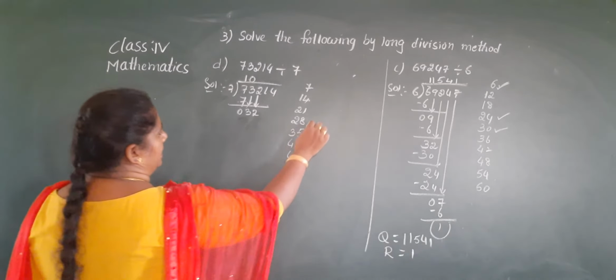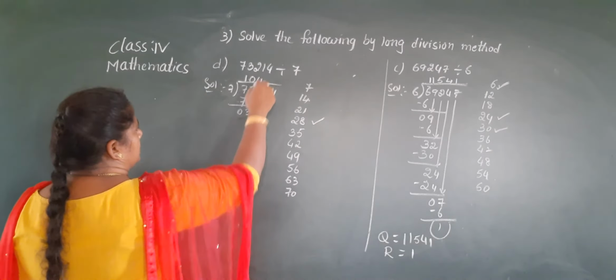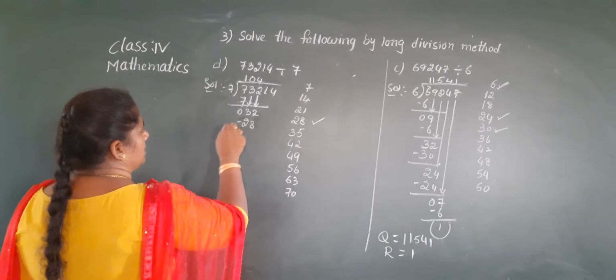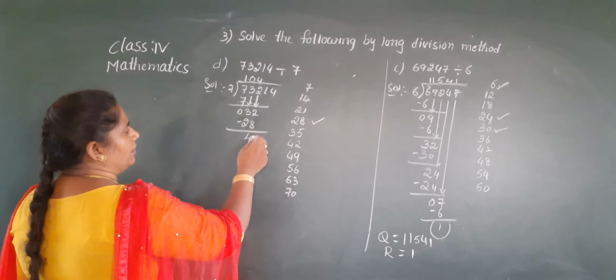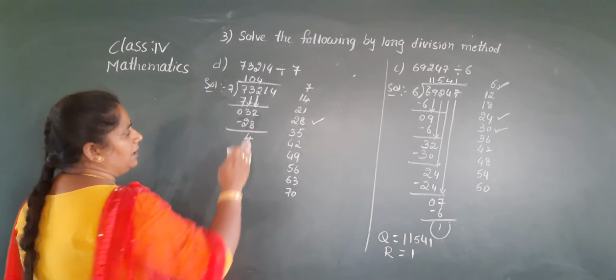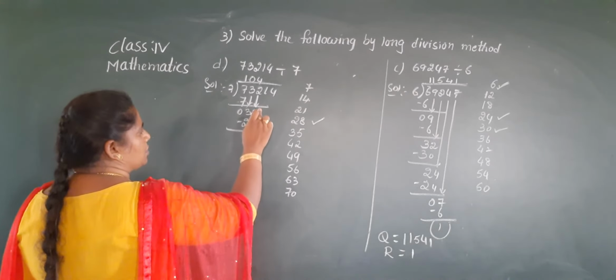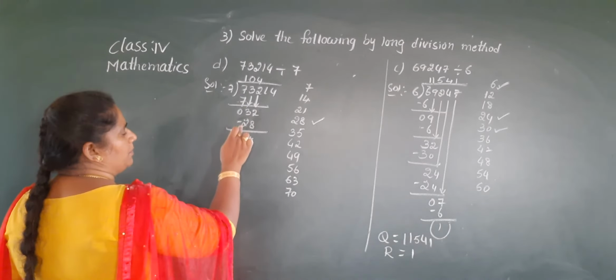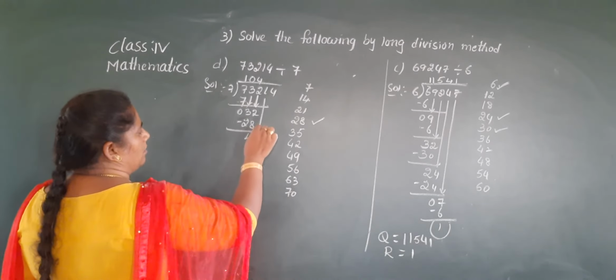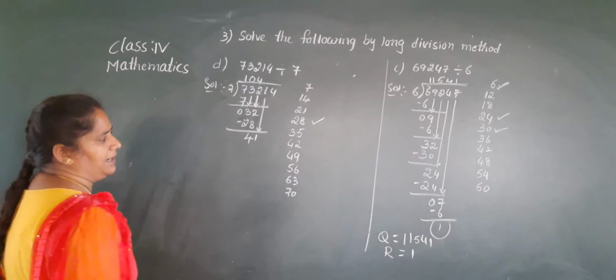Now 32, the nearest number is 28. Yes, 7 4s are 28. So 32 minus 28 is 4. 2 minus 8 is not possible. Take borrow, 2 becomes 12, and 3 before it becomes 2. 12 minus 8 is 4. 2 minus 2 is 0. Now take down 1, 41.